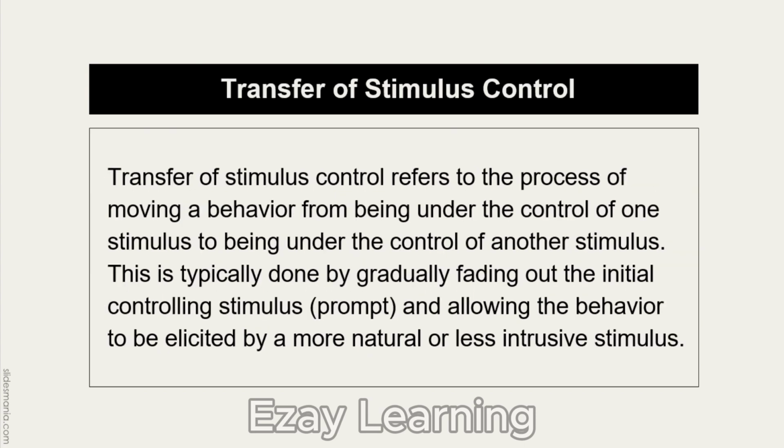Transfer of stimulus control. Transfer of stimulus control refers to the process of moving a behavior from being under the control of one stimulus to being under the control of another stimulus. This is typically done by gradually fading out the initial controlling stimulus and allowing the behavior to be elicited by a more natural, less intrusive stimulus.